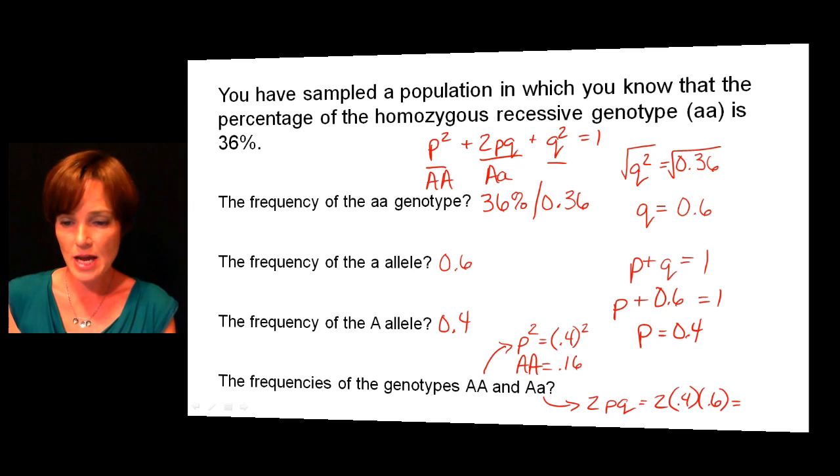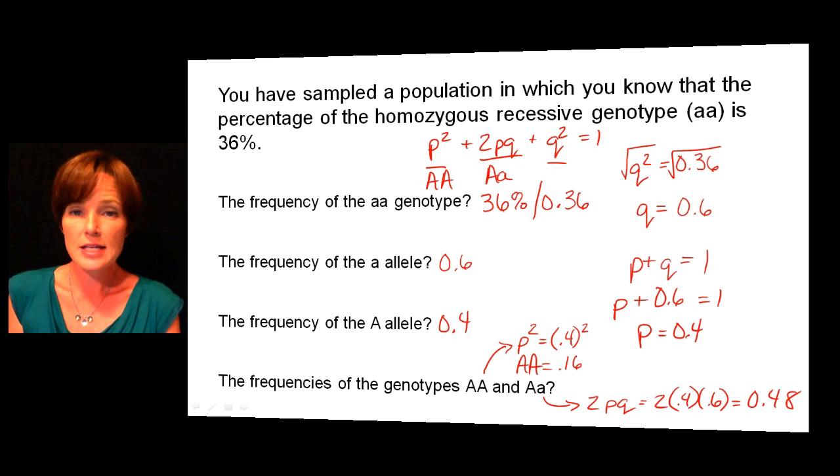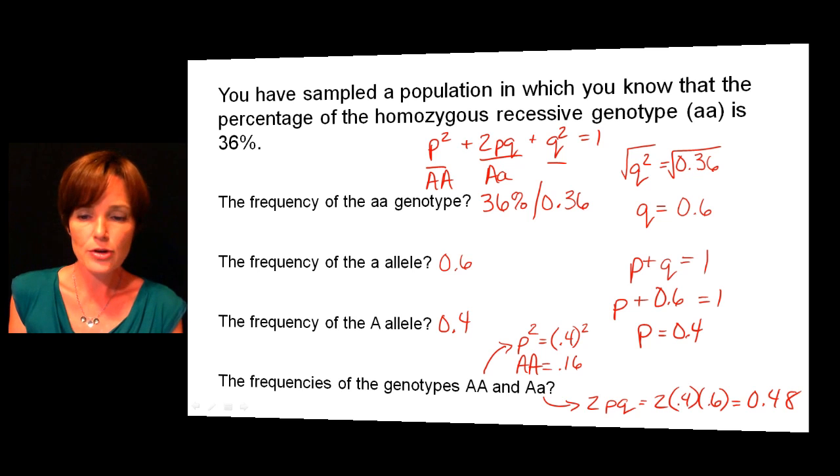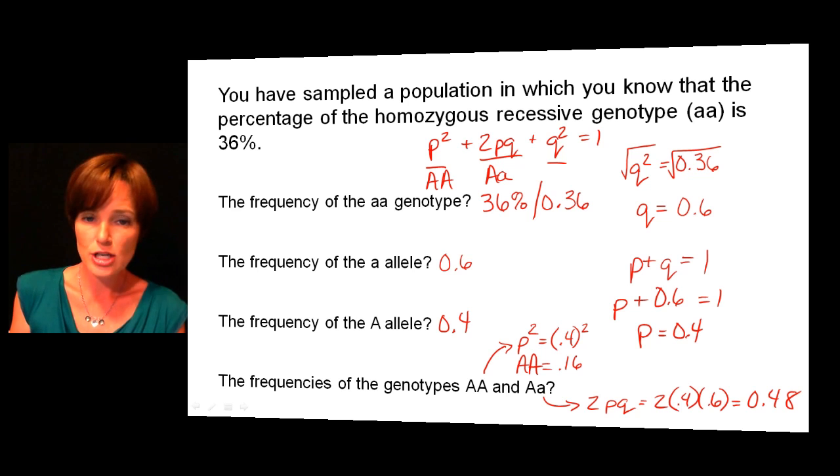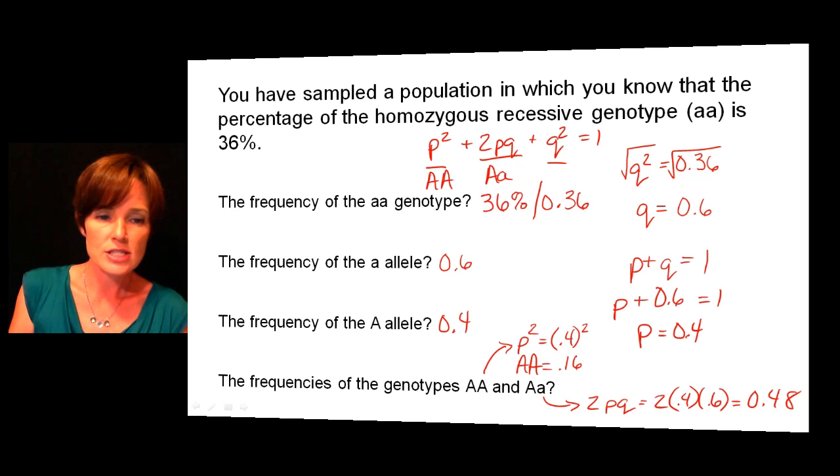Okay, so that should come out to 0.48. Hopefully that's what everyone got when you plugged it in. And so that's all of the questions solved on this slide. Now to put just a few things together, we said that P plus Q are going to equal 1. If we also add together all the different genotypes, they should equal 1. So let's go ahead and do that just to double check.